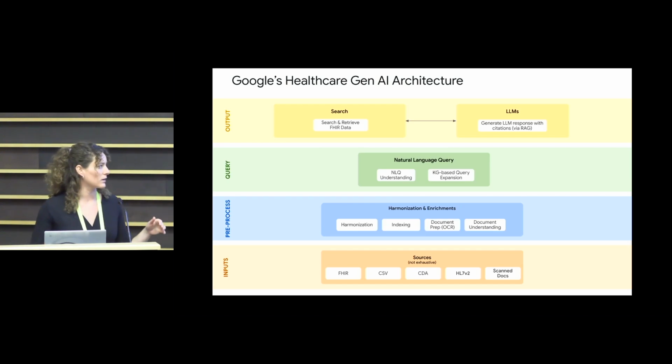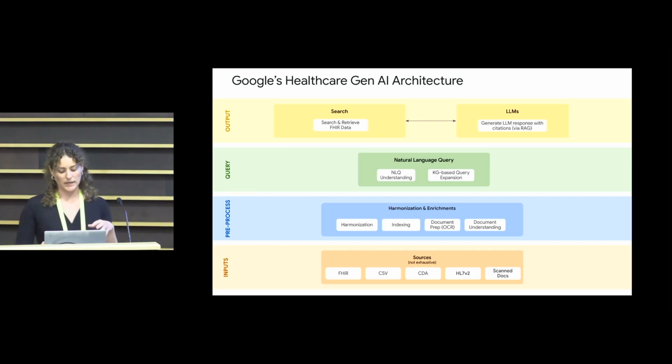So starting from the bottom, the sources: FHIR, HL7, any scanned docs. And then we have a layer of pre-processing of this data. So we do some harmonization, we index all the data, we do some level of document prep, so OCR, for example, that I was mentioning earlier. And we also do some enrichments, so some level of document understanding, classification, and so on.